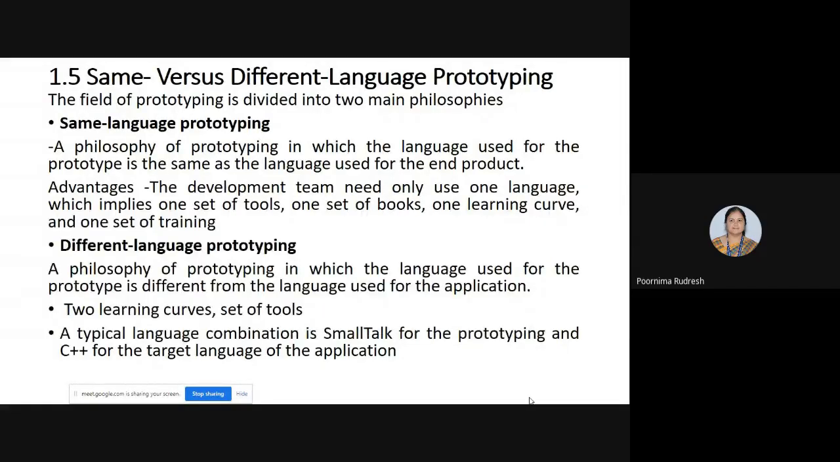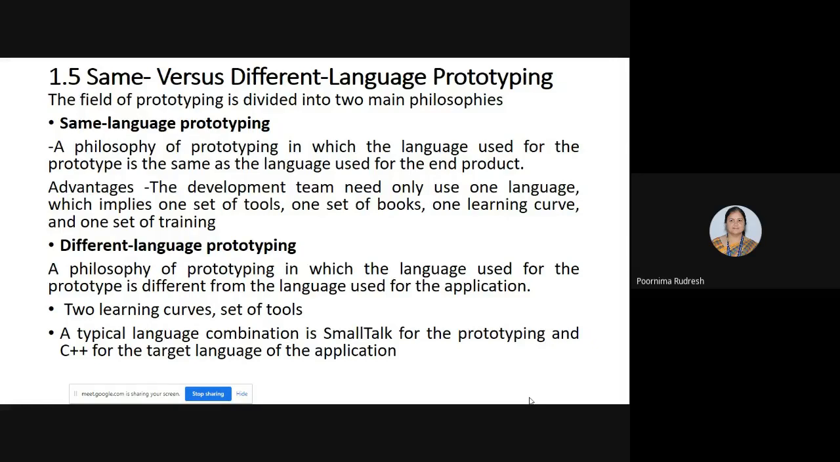Here, the advantage of using the same language prototyping is that the development team needs only one language for developing the prototype as well as for implementing it. So, that implies one set of tools, one set of books, one learning curve, and also one set of training. If we use the same set of tools, same set of books, the same training can be given for the team involved in developing the prototype and also for the team involved in the implementation of the product. That is the advantage in the same language prototyping.